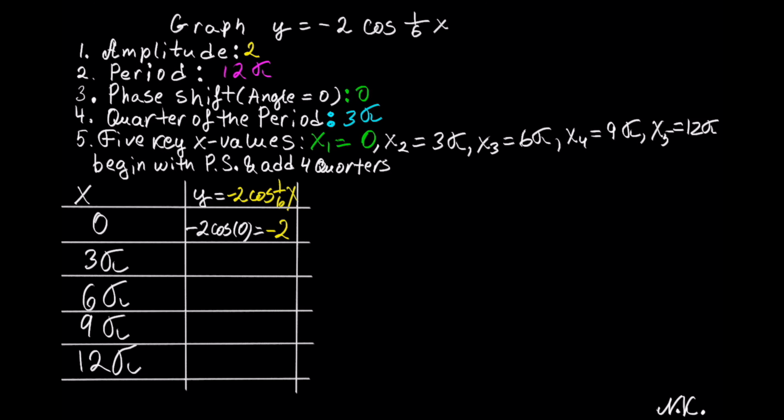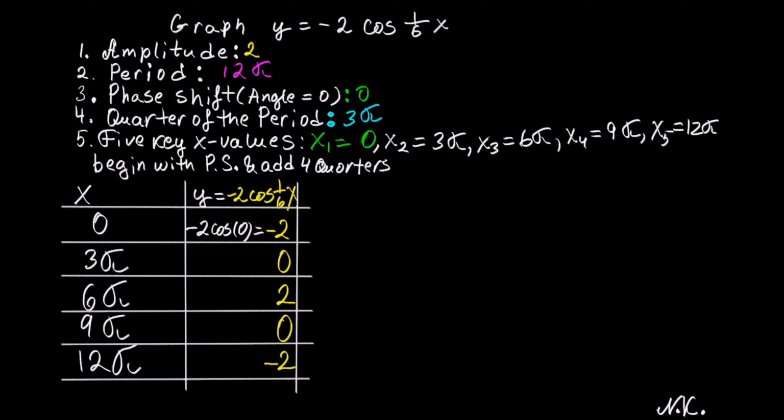Once you get your starting point, you can use the pattern. Cosine begins at the coefficient, goes to 0, goes to the negative of the coefficient, so the negative of -2 gives us +2. Then it goes back to 0 and the graph returns to the coefficient on the last step. But you can always substitute x values and calculate the y values using a calculator.